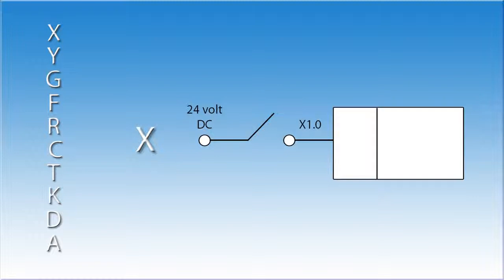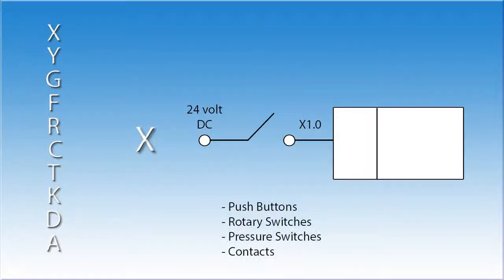These can be items such as push buttons, rotary switches, pressure switches, or contacts. Since the X addresses are inputs, they can only be used as contacts in the ladder. You will not find them used as coils. If you are familiar with the Allen-Bradley control, they refer to these as I signals.